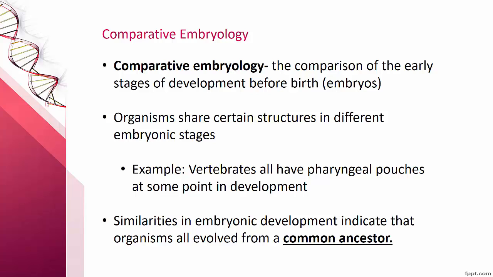Alright, moving on to comparative embryology. Comparative embryology is the comparison of early stages of development before birth. So, we know that organisms share certain structures in different embryonic stages. And an example of this is the pharyngeal pouches in vertebrates. So this is kind of like the lung pouches, I guess. So comparative embryology is teaching us that similarities in embryonic development indicate organisms all evolved from a common ancestor. This idea of a common ancestor is going to keep recurring with all these things. It's a great bit of support to lend to evolution.